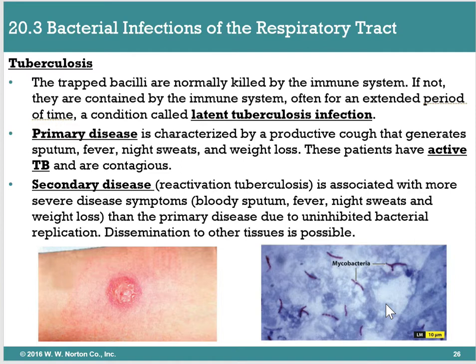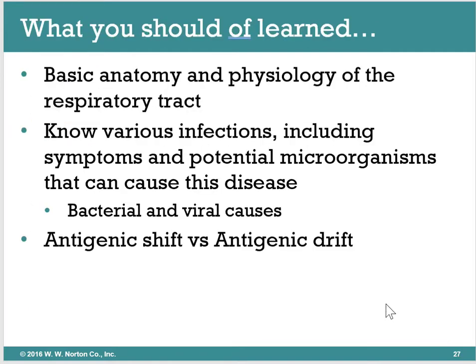Okay, so with that we'll wrap up our lecture. So we talked about the anatomy and physiology of our respiratory tract, the upper and the lower. We also talked about the ear canals. We talked about different infection types, including the symptoms and then possible causes and then treatments, if any. We also did talk more in detail about antigenic shifting and drifting, so definitely take a look at that Khan Academy video, guys. It's really good.